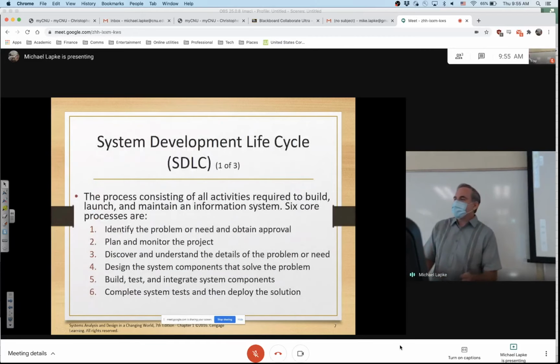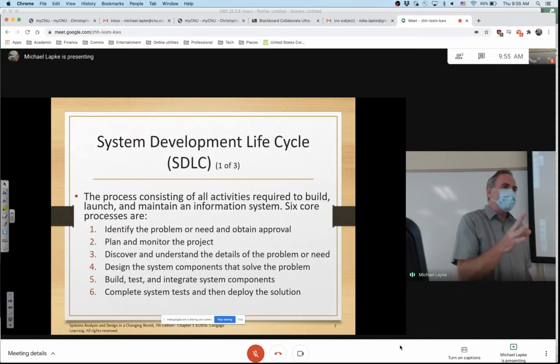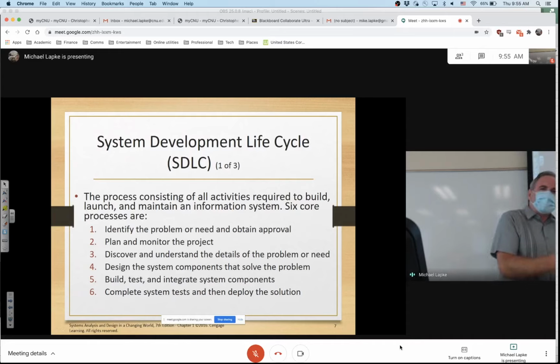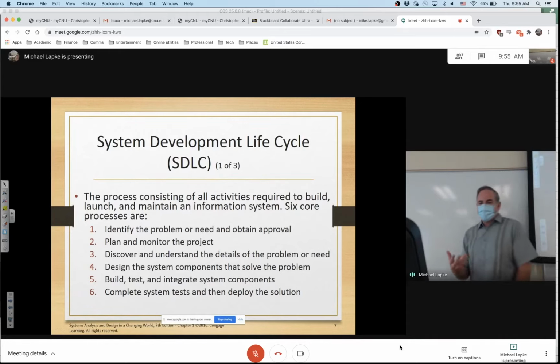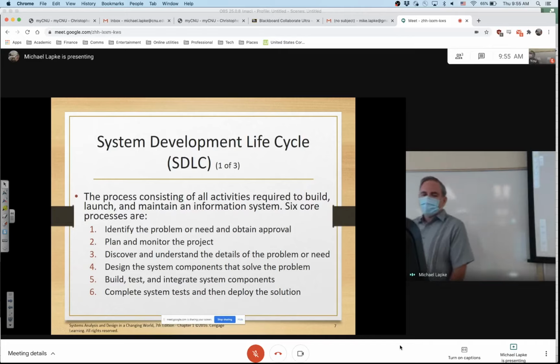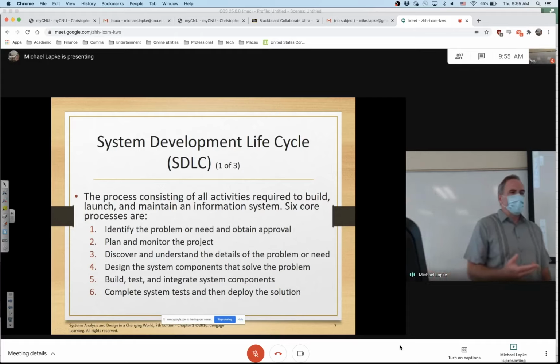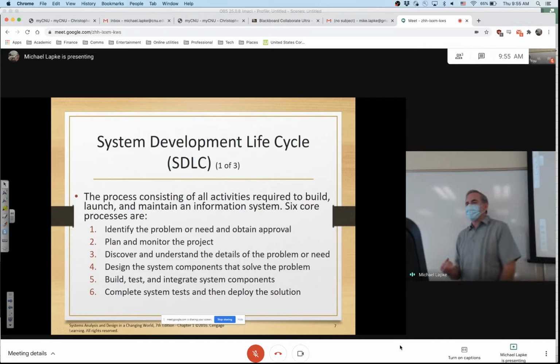So the methodology that I've referenced several times is called the SDLC, the Systems Development Lifecycle. And it kind of is the same thing as the previous slide, that it was more plain English. This is more defined. So in these steps, these are the generalized steps that are applied in different ways. Identify the problem, and you would get approval for funding and things like that, and scheduling. Plan and monitor the project. Discover and understand the details. This is our analysis, this is step 3.